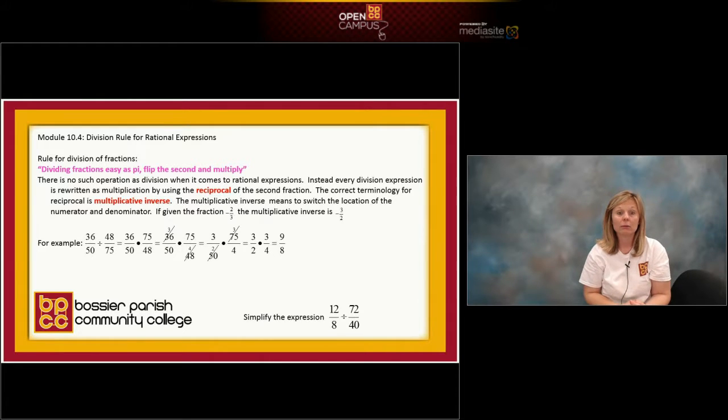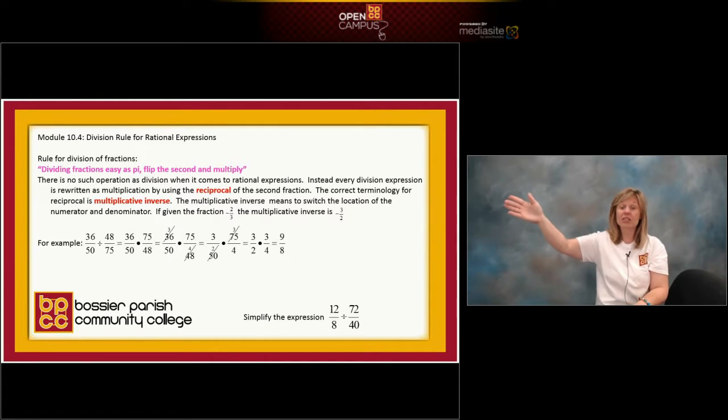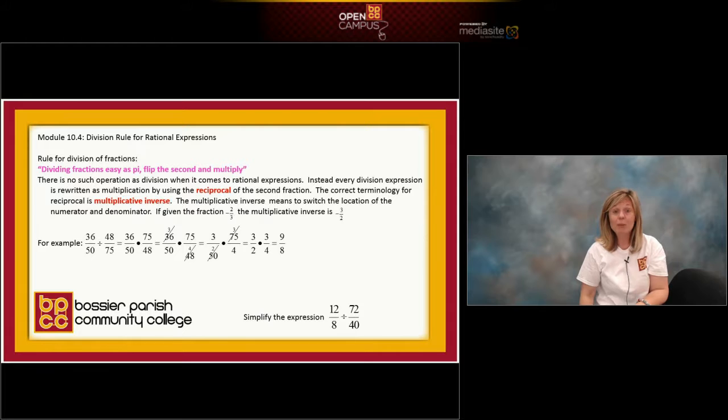Now it's your call. You can multiply going across, 36 times 75, 50 times 48, but I really don't want to make those big numbers. So instead, I'm going to start doing my canceling, my reducing. I'm going to start with my first numerator, 36, and I know it can divide with 48 because they have a common factor of 12. So 36 divided by 12 is 3. 48 divided by 12 is 4. So now I have a fraction, 3 over 50 times 75 over 4.